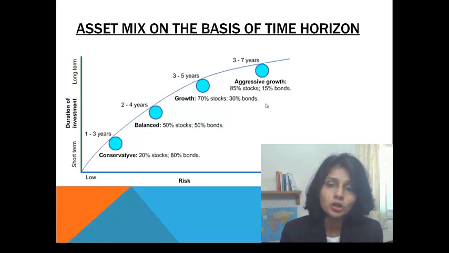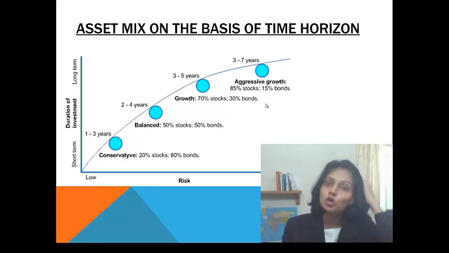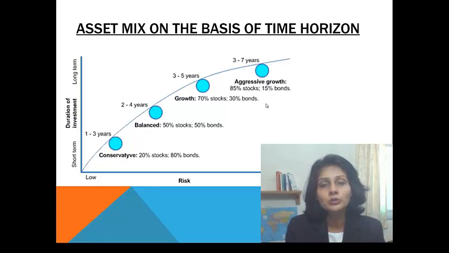Now, I'm only talking about the money that you are investing in the financial markets. I'm not talking about your complete holdings. So you still have a certain amount invested in property and a certain amount held in cash in your savings bank account. However, the money that is going in the market, this is just the split of that.